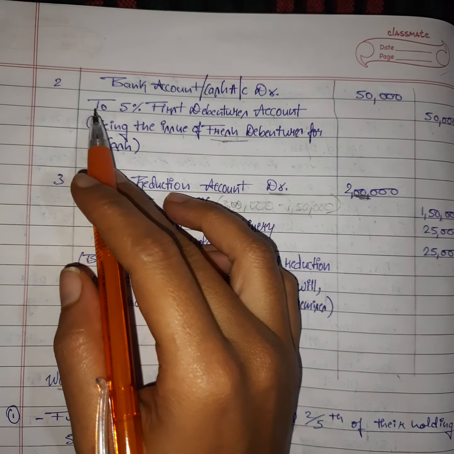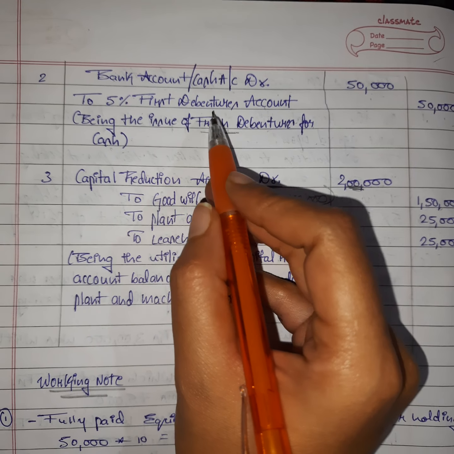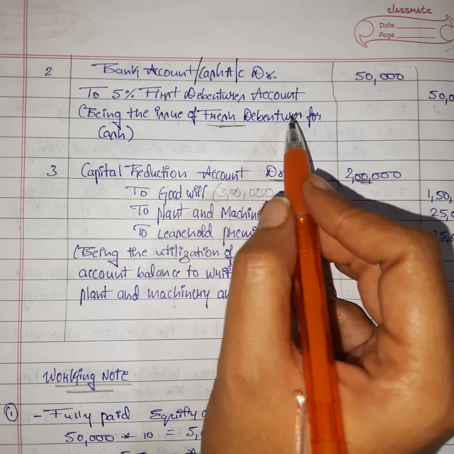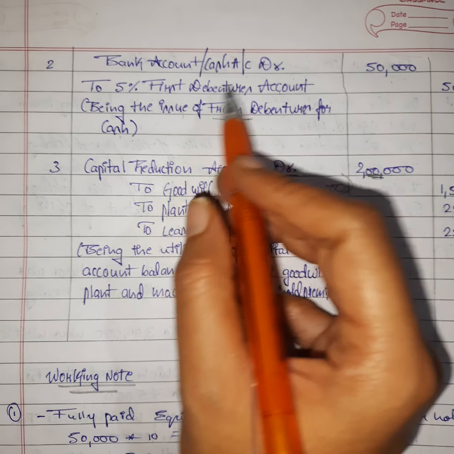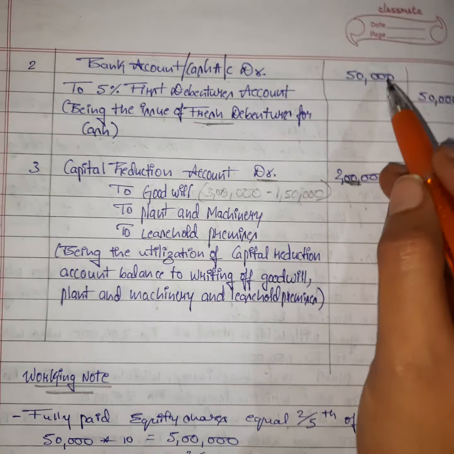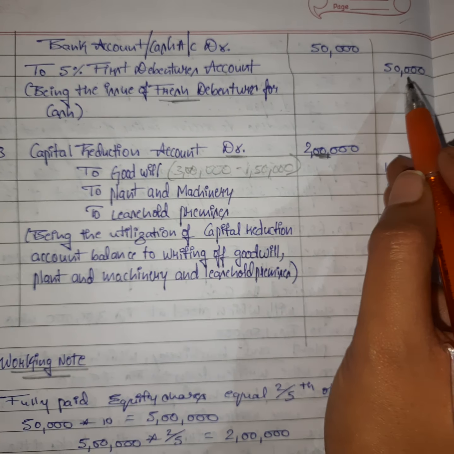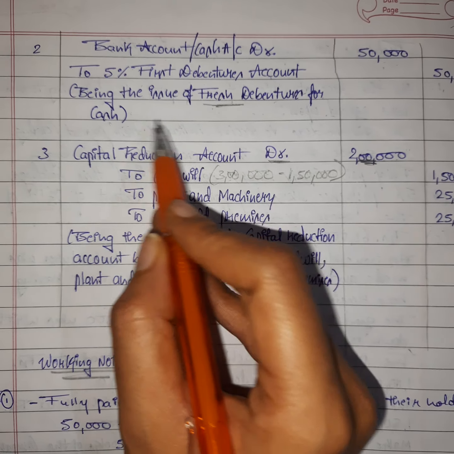Coming to the second point, an issue of 50,000, 5% first debenture account. The allotment is done in cash, so the amount has been received in cash. You can write bank account or cash account debit 50,000 to 5% first debenture account 50,000, being the issue of fresh debentures for cash.